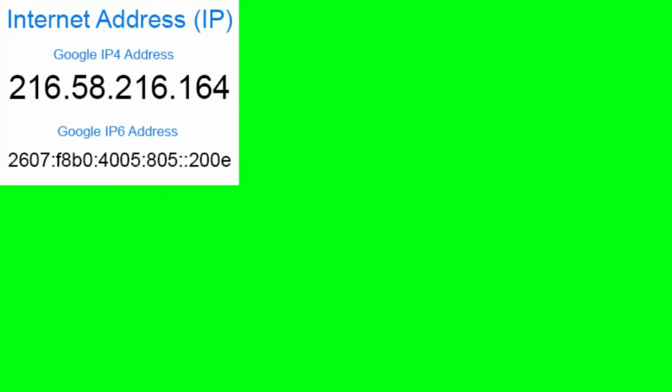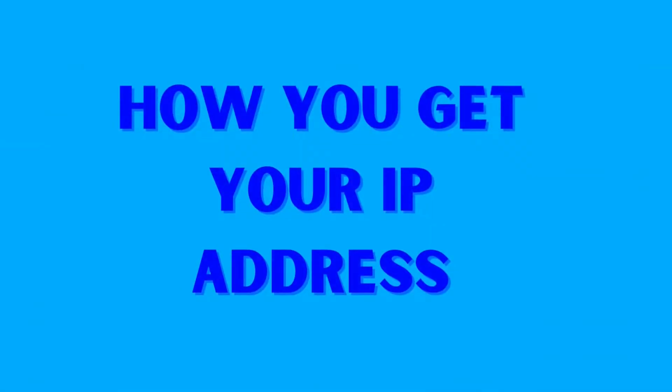Anyways, this is an example of an IP address on the screen here. The numbers are written in a particular format that must be followed. And also there are two popular versions: IPv4, which stands for Internet Protocol version 4, which is a size of 32 bits, and another one is IPv6, which stands for Internet Protocol version 6, which is a size of 128 bits.